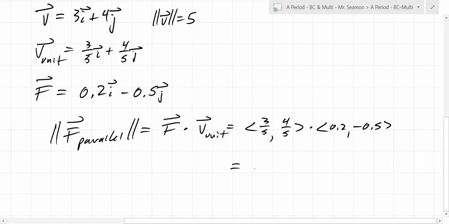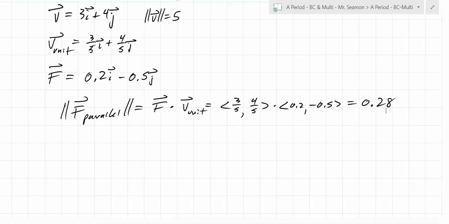Is it 0.28? Yeah. Do you agree with that, Ray? Is that it? Okay, hold on a second, kids. This right here is the magnitude of F parallel, right? Yeah. But now, to get a vector, we need a magnitude and a direction, right? What's our direction?